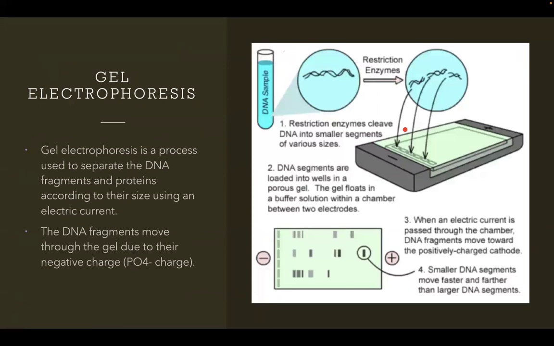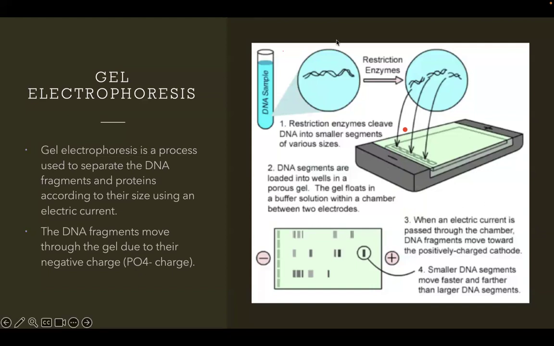Gel electrophoresis is the final experimental technique you guys need to be super aware of. And basically this involves a kind of jelly-like substance. Agar is usually quite neutral. Well, it is neutral, sorry. And you'll have little wells in which you can put DNA samples in. And basically you'll have a cathode, the positive, and the anode, negative.